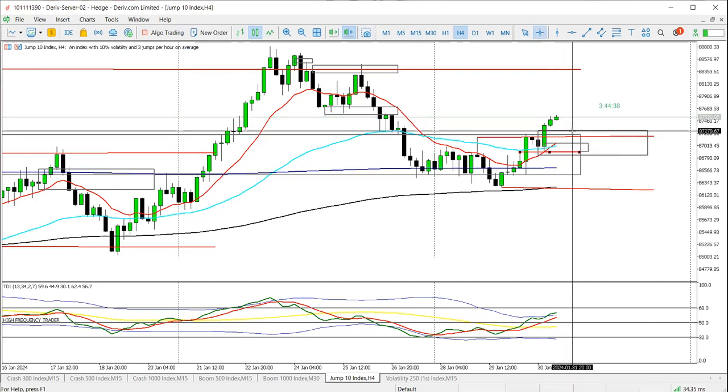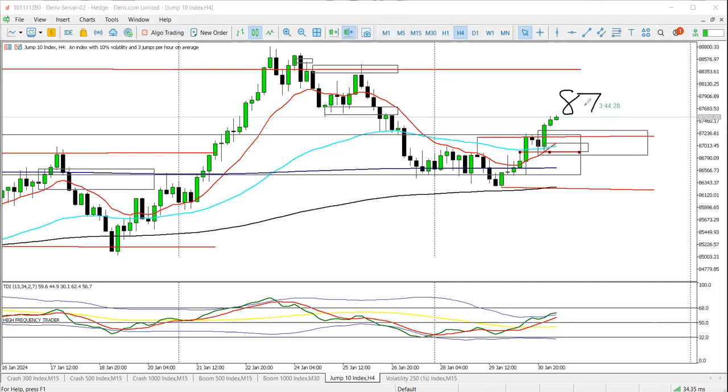So anyway, from 87,278 to 87,050. That would be my point of interest for buys. It's a buy range, and it's falling in this H4 demand zone.